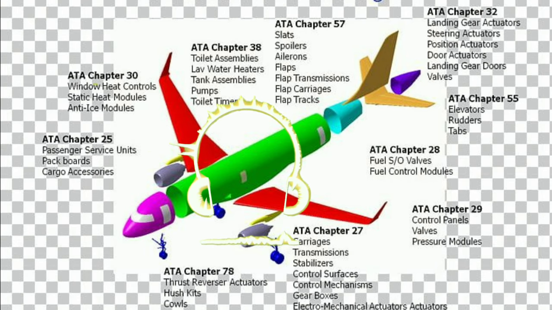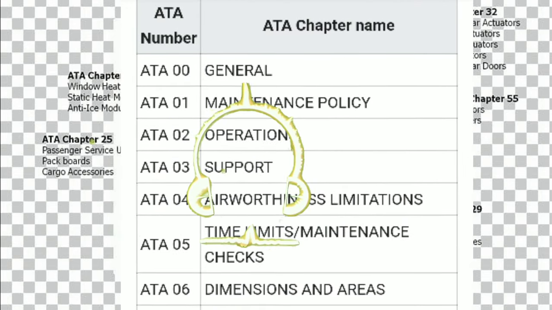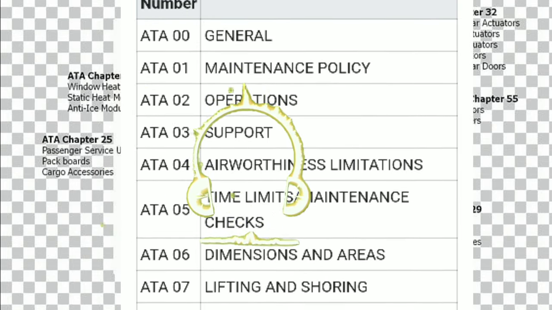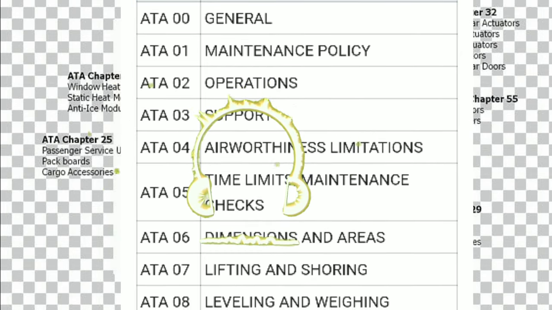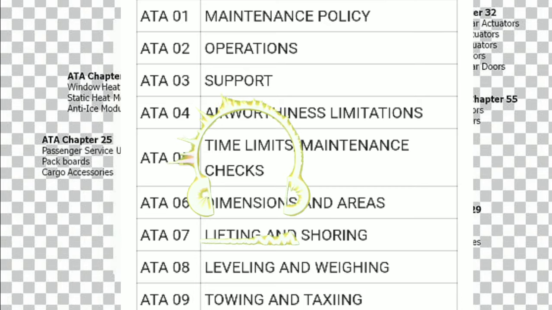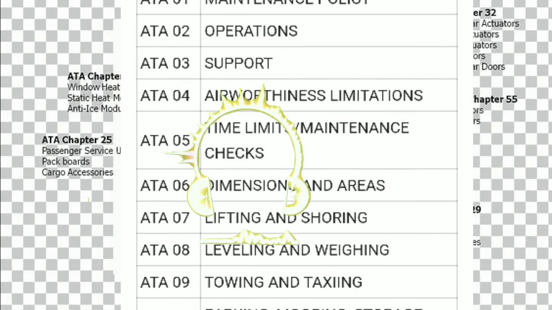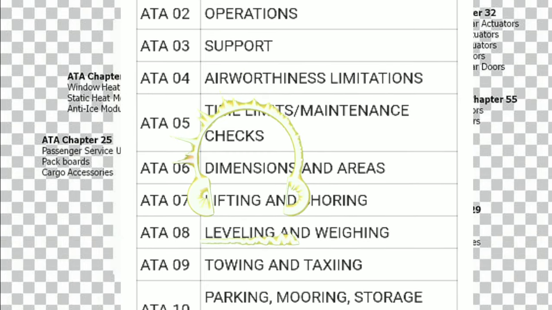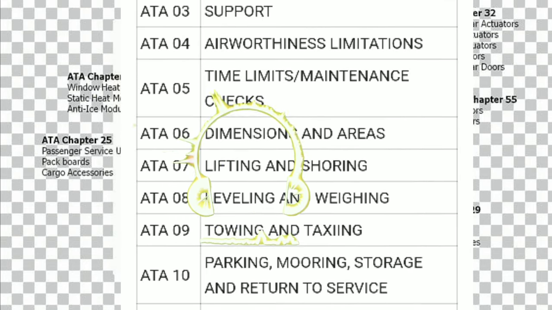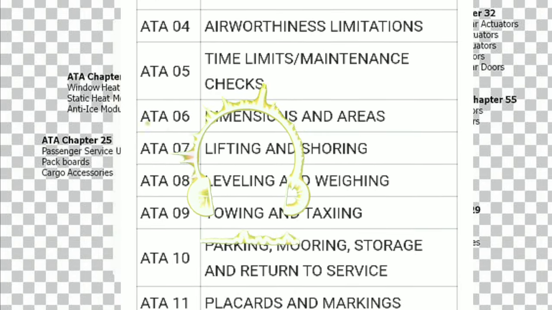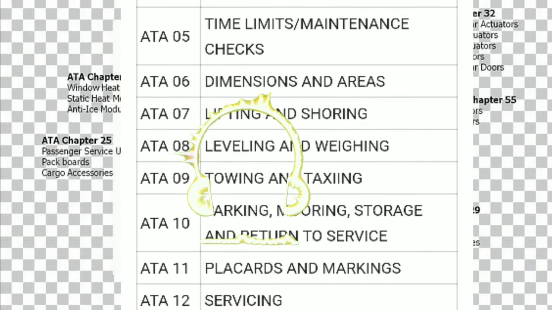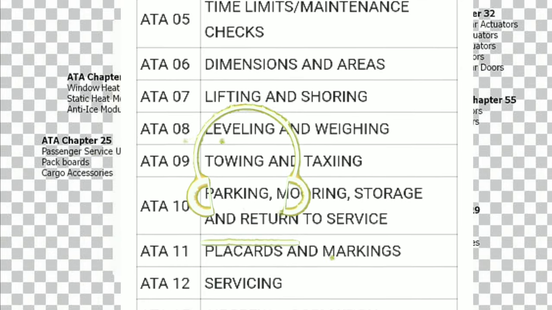Here are some ATA chapter names and their corresponding numbers. ATA 00 General, ATA 01 Maintenance Policy, ATA 02 Operations, ATA 03 Support, ATA 04 Airworthiness Limitations, ATA 05 Time Limits or Maintenance Checks, ATA 06 Dimensions and Areas, ATA 07 Lifting and Shoring, ATA 08 Leveling and Weighing, ATA 09 Towing and Taxiing, ATA 10 Parking, Mooring, Storage, and Return to Service. ATA 11, Placards and Markings.